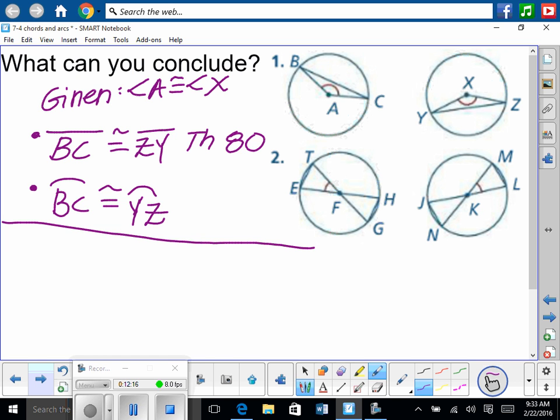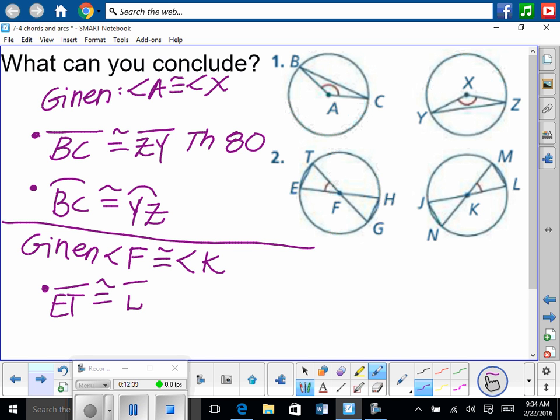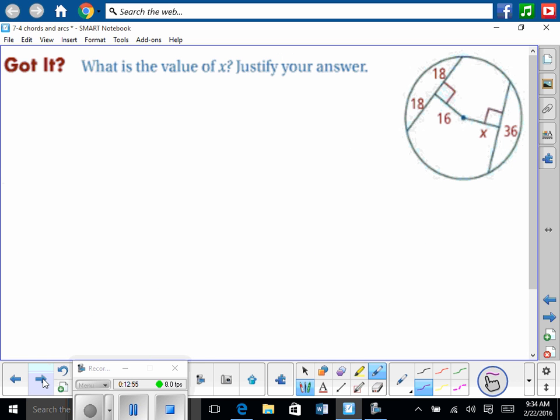Let's do number 2. So we're given that angle F, now there's 2 circles here, is congruent to angle K, right? So what do we know about chord ET is congruent to chord LM, right? And so arc ET is congruent to arc LM, correct, everybody? Yep. Okay. So pretty simple, right, everybody? We don't have to do a whole lot of math, it's just kind of applying it.